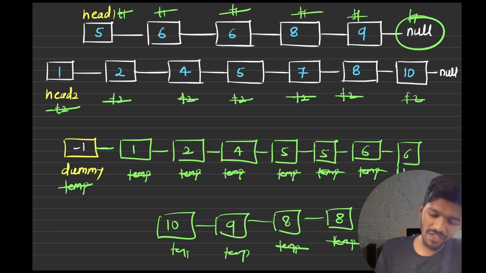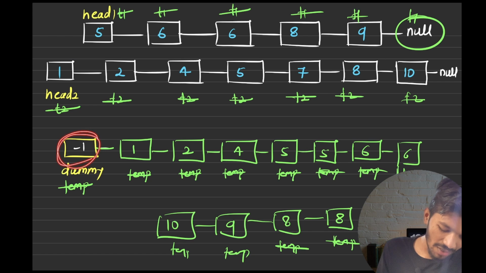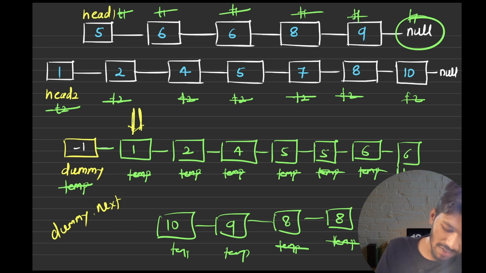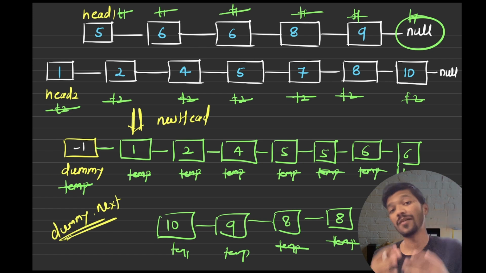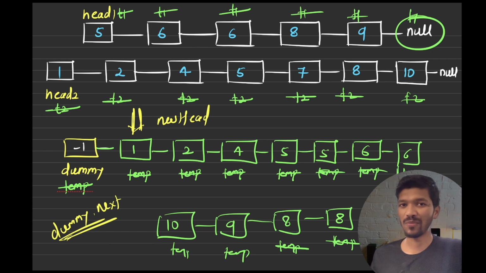And now observe carefully which is my new head. This is my dummy node, and my linked list is starting from 1. So can I say that my new head is nothing but dummy dot next? So simply I can return dummy dot next. I hope you at least got some idea about how we can approach this problem.